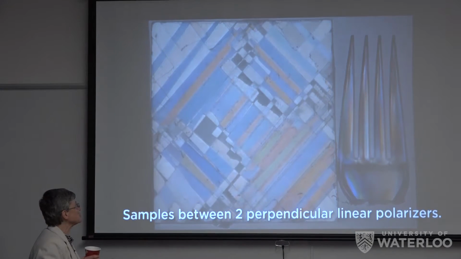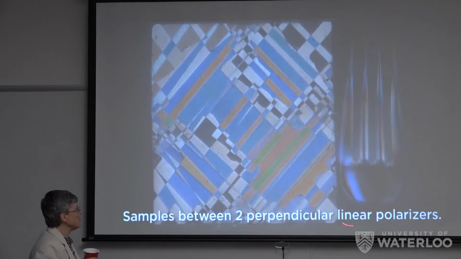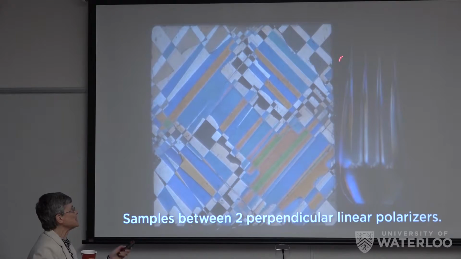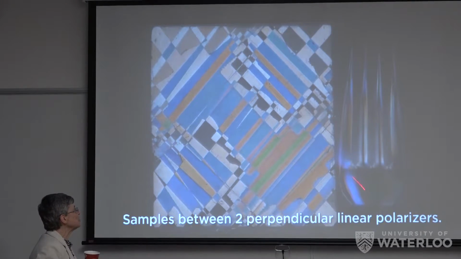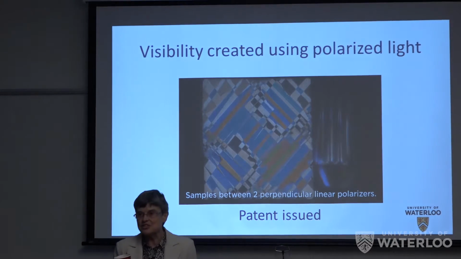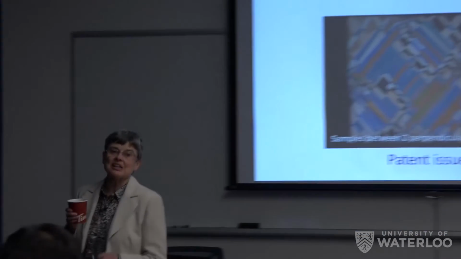And as we turn it to the crossed position, you can see that the area around the plastic goes black, and the plastic itself has some contrast, and certainly the tape does as well. And that's due to the birefringence of the material placed between the polarizers.